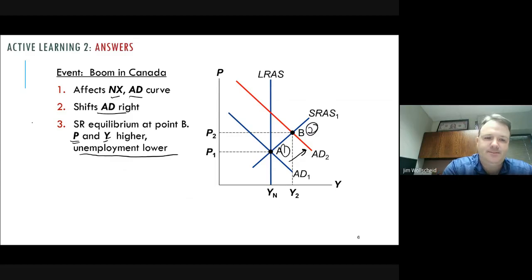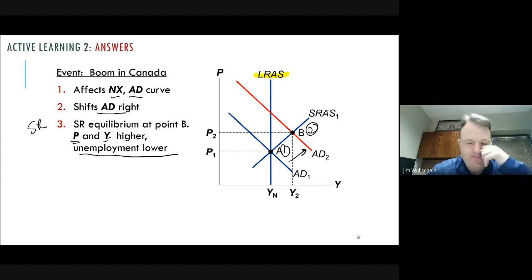That's short run. How do I know it's not the long run? Well, I know it's not the long run because it's not on the long run aggregate supply curve. I know what you guys are thinking: well, duh. Well, I will tell you right now, it saddens me to say this, but somebody on the next test will tell me point B is in the long run.